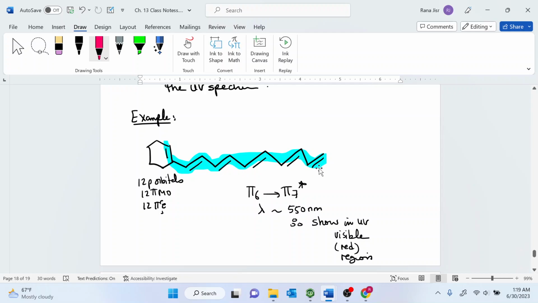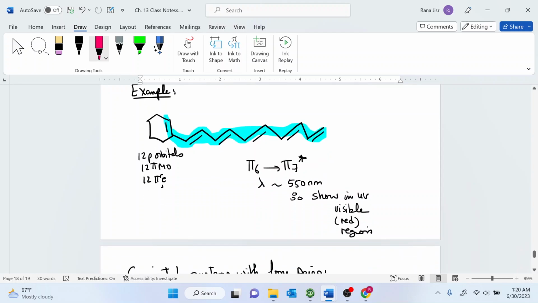And as you can see over here, the more double bonds, the higher is the wavelength of excitation in there. And as the wavelength of excitation approaches the visible region, then you're just going to go ahead and show color. In this case, this is more than 400 nanometers. It's 550. This is the red region.